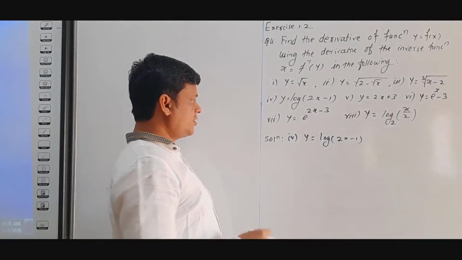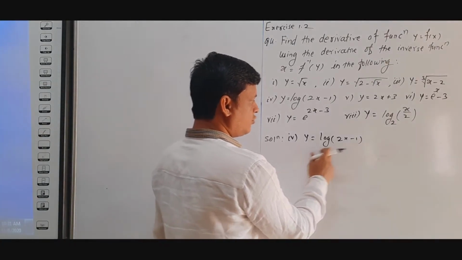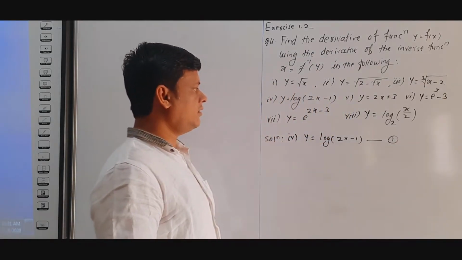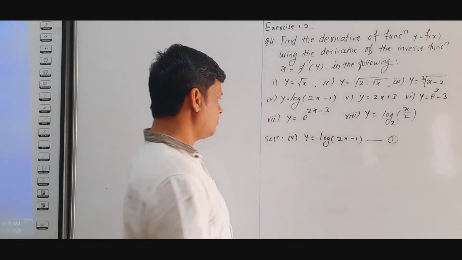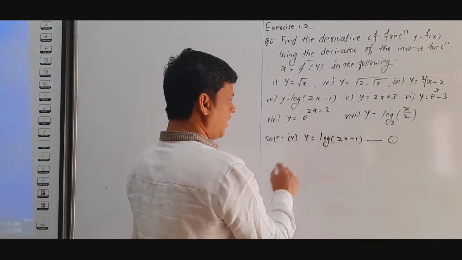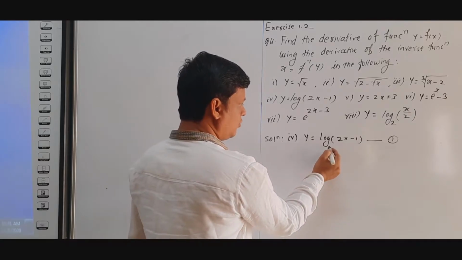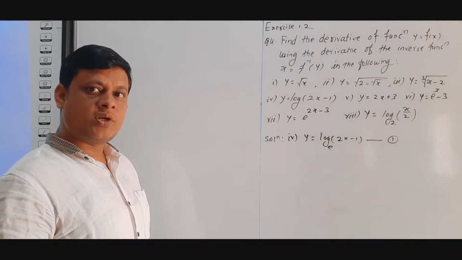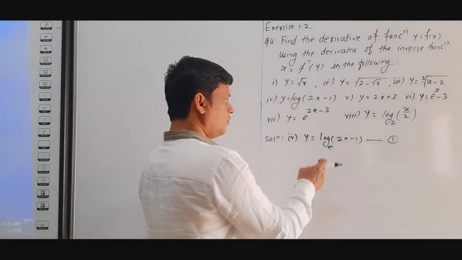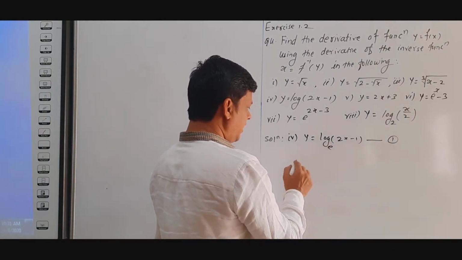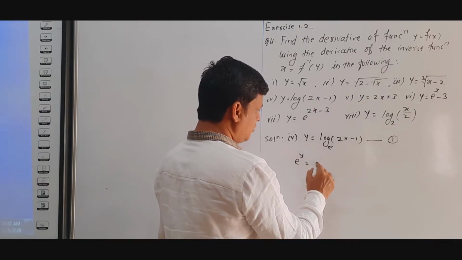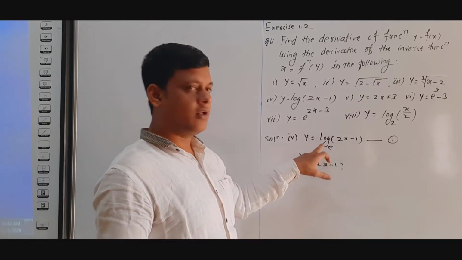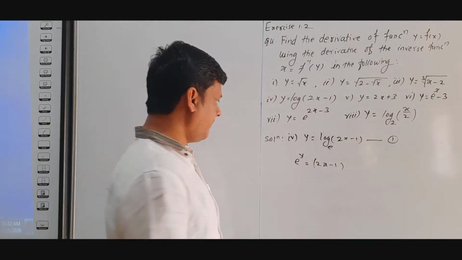Now see subquestion 4, y is equal to log of 2x minus 1. We denote this as equation 1. We convert this x in terms of y. For that we have to use logarithmic to exponential form and exponential to logarithmic form. So here we write base e. We write e raised to the power y is equal to 2x minus 1. That means we convert logarithmic form to exponential form.